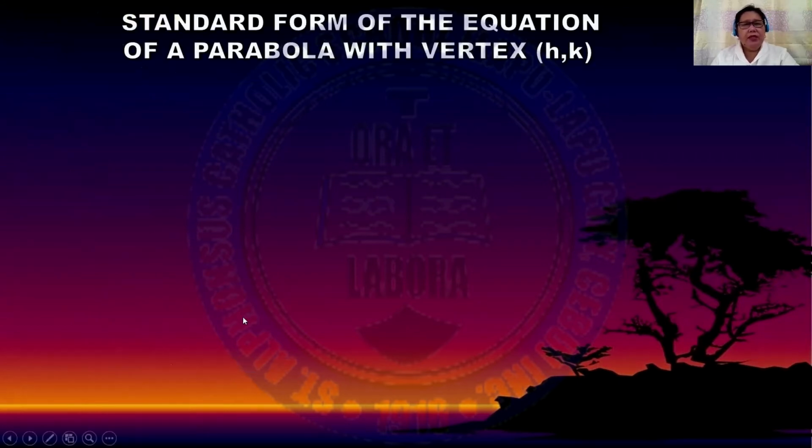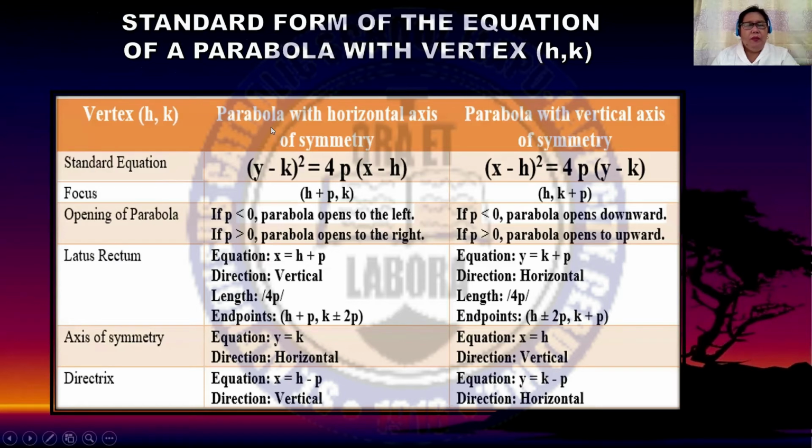Next, let us have the standard form of the equation of the parabola with vertex (h, k). The standard form of the parabola with horizontal axis of symmetry, we have the square of (y minus k) is equal to 4p times (x minus h). And for the parabola with vertical axis of symmetry, we have the square of (x minus h) is equal to 4p times (y minus k).